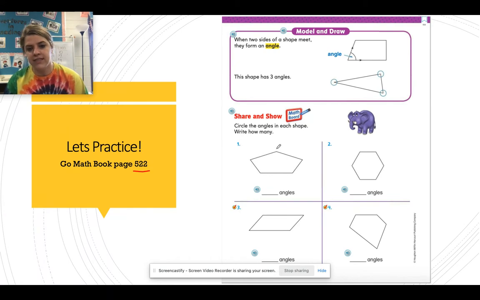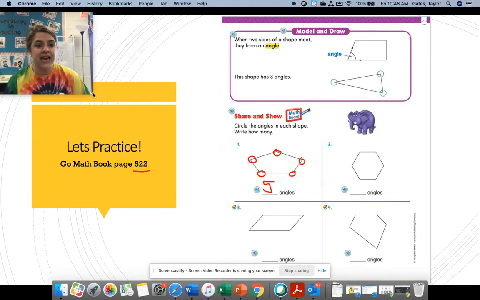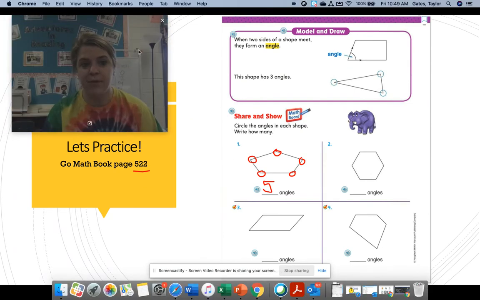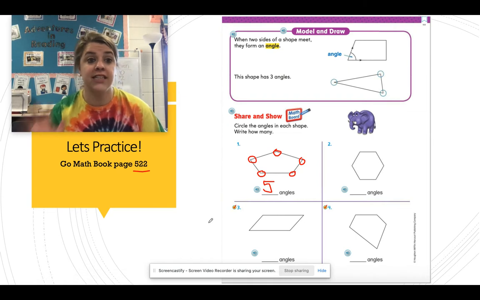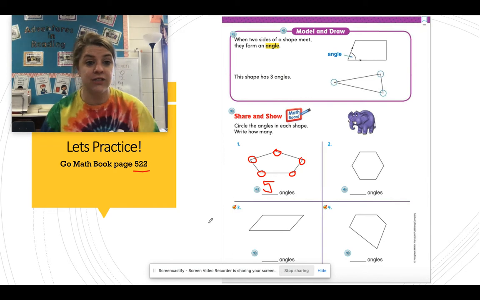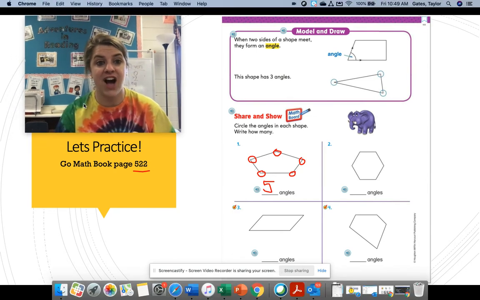So let's do number 1 together. 1, 2, 3, 4, 5. So I know this shape has 5 angles. All right. Now, if our shape has 5 angles, what is that shape called? What is the polygon called that has 5 sides, 5 vertices, 5 angles? It's a pentagon. Very good.